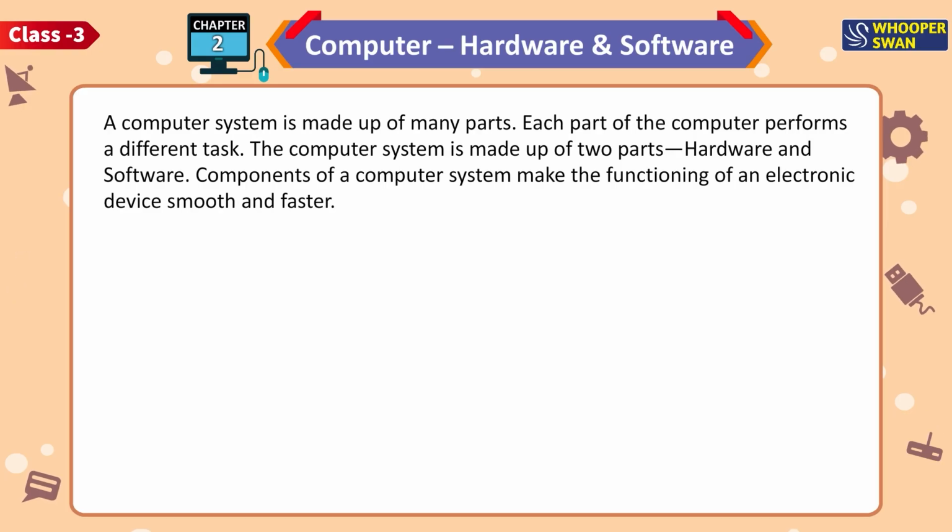A computer system is made up of many parts. Each part of the computer performs a different task. The computer system is made up of two parts: hardware and software. Components of a computer system make the functioning of an electronic device smooth and faster.